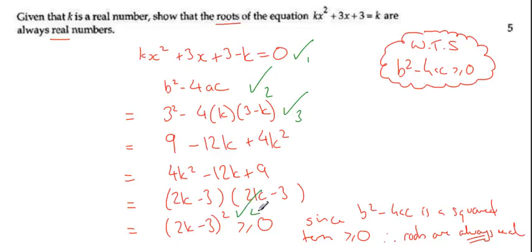Your fourth mark is for multiplying and factorising to a squared term, and then your fifth mark is for your explanation at the end. It doesn't have to be exactly that, but you do have to mention that it's greater than or equal to 0 because it is a squared term.